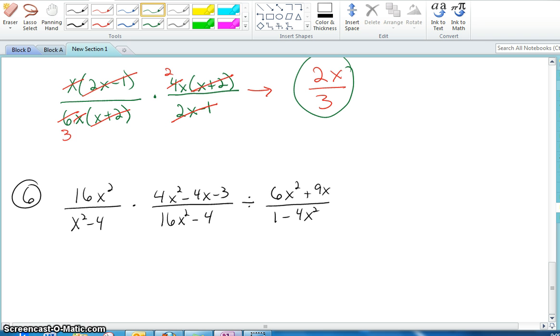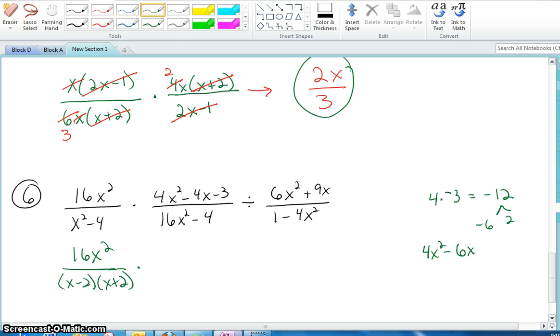Okay, last problem. Again, let's just simplify. So I've got 16x squared, which doesn't factor. X squared minus 4 is a difference of perfect squares, so that factors. Multiplied by 4x squared minus 4x minus 3, so I'm going to do the factoring over here. 4 times negative 3 is negative 12. Factors that multiply to negative 12 and add up to negative 4 would be negative 6, positive 2.